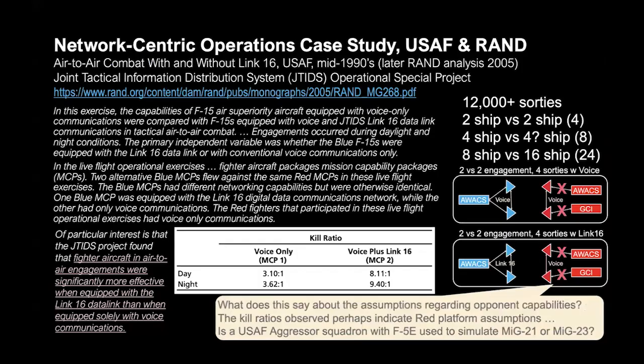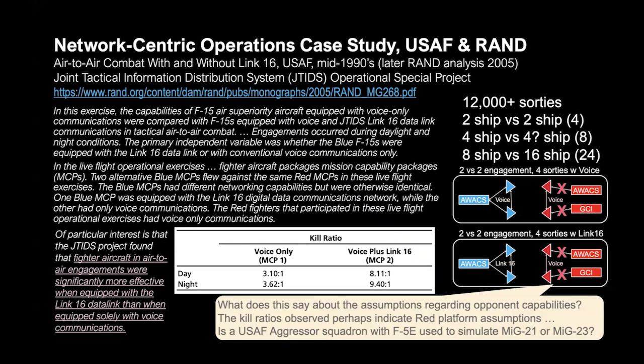Right. So this is some of that same testing by the U.S. Air Force. They specifically did some testing with about 12,000 sorties, some 2-ship to 2-ship, but all the way up to 8-ship to 16-ship. And these are the kind of comparisons they were doing. So you have AWACS with voice versus just the red team with just voice, as you compare that with the same thing, but these guys have Link 16 and these guys just have voice. And their conclusion is that the kill ratio will increase from roughly 3-1, 3.6-1 to 8-1 or 9-1.